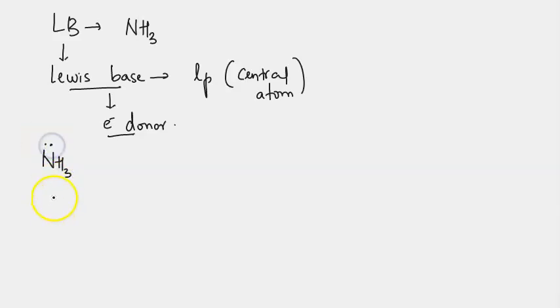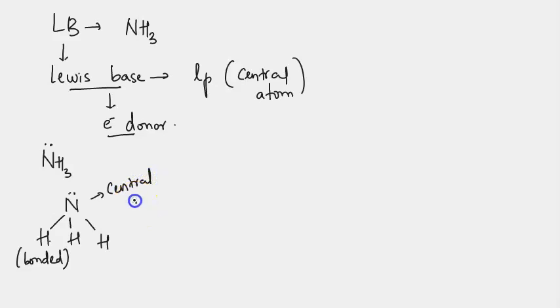Nitrogen is the central atom. Here nitrogen has one lone pair of electrons. So, when we elaborate the structure of ammonia, nitrogen is at the center, hydrogens are bonded to it, and nitrogen contains one lone pair of electrons. Now in this molecule, three hydrogens are bonded to one nitrogen. So these are the bonded elements, and nitrogen is the central atom.